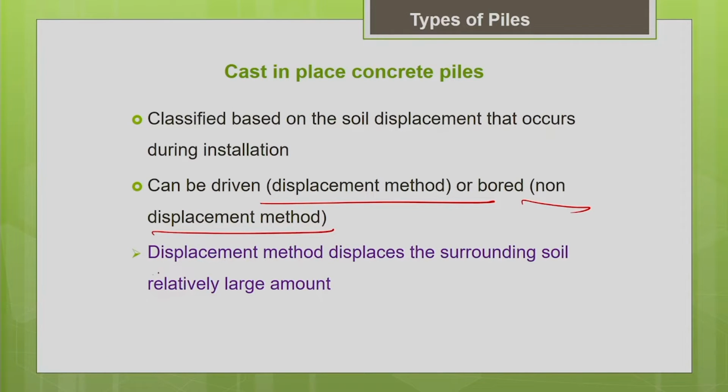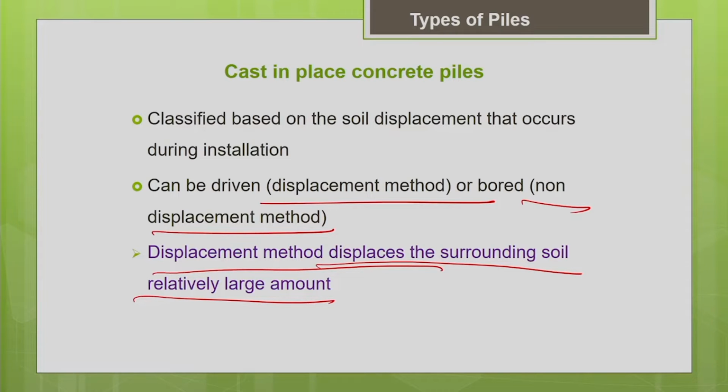Displacement method means it will displace the surrounding soil to a relatively larger amount. So, for example, in the case of cast in place concrete piles, you will commonly be driving your steel casing into the soil. You have to drive the steel casing with a hammer. So, what are the different types of hammer used? As I told you, in the next lecture we will be discussing that in detail. As of now, what you need to know is that we will be blowing a hammer on the top of the steel casing, so into the soil.